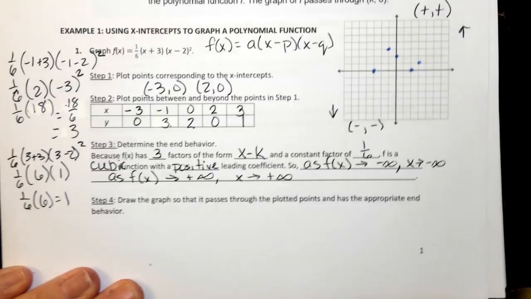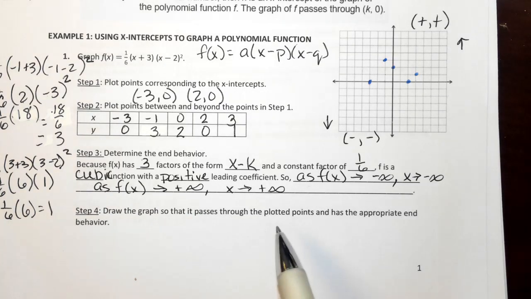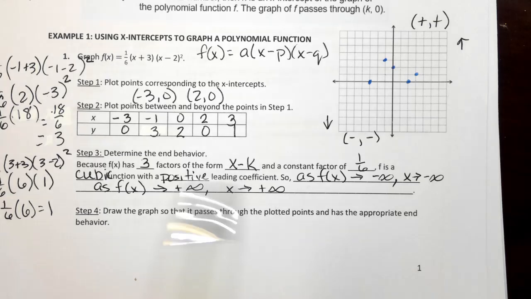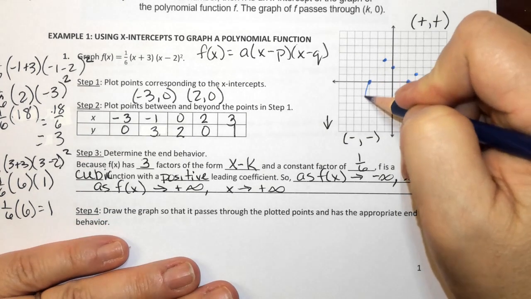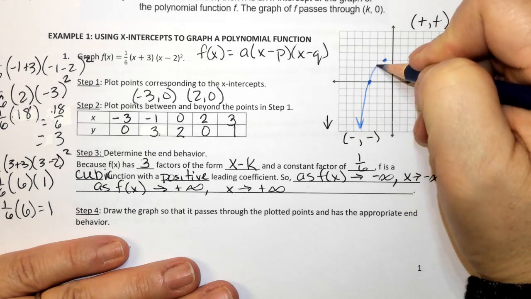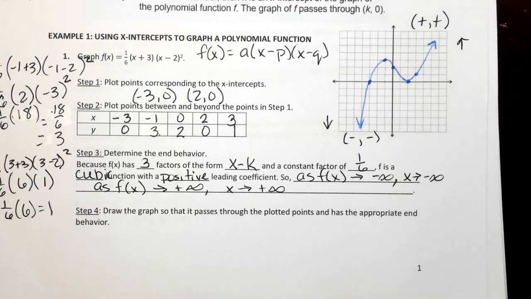So now we know where our graph should end. And so we're going to draw the graph so that it passes through the plotted points and has the appropriate end behavior. Now, we're not going to make straight lines. We're going to make curvy lines. All right, so this graph, we're going to say it's coming down here, and we are going to curve it like that. So don't make straight lines. Make them a little curvy. And there you have your graph.